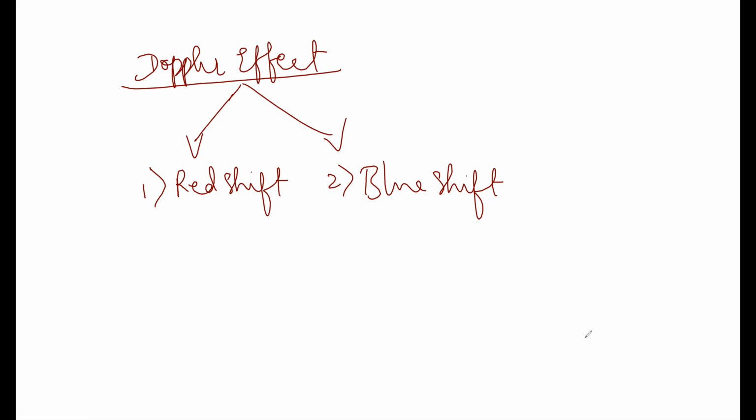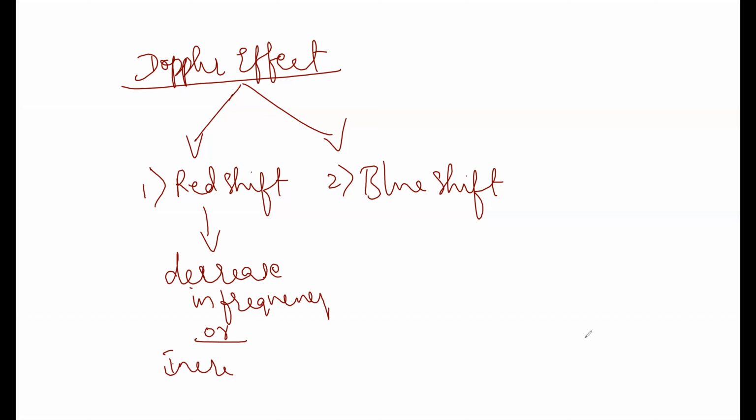Redshift means when the source moves away from the observer, there is a decrease in frequency. So what happens? A decrease in frequency or an increase in wavelength takes place during the Doppler effect. This is known as redshift. If you remember one kind, you can easily define the other shift.